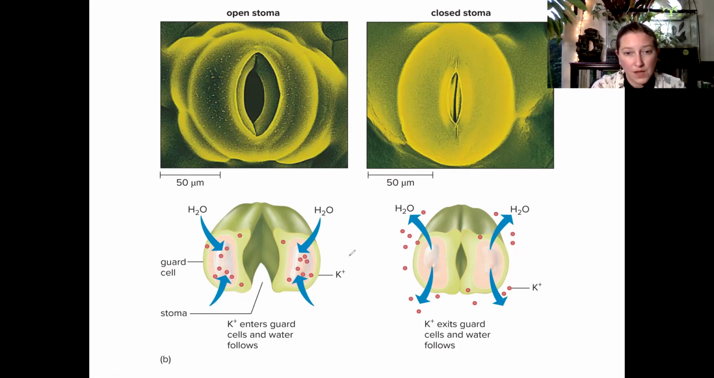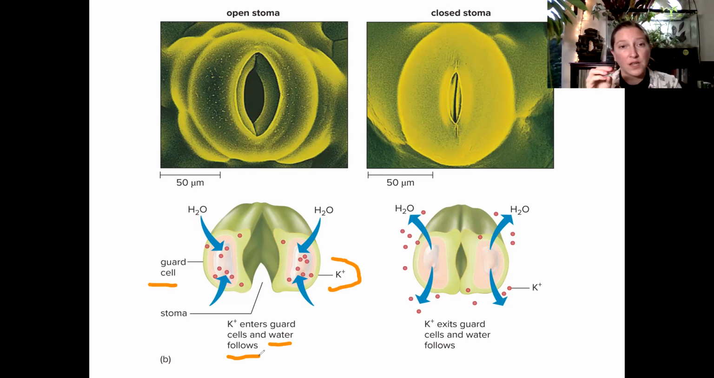basically some ions, which are charged particles, are going to go into these cells. In this case, it's potassium ions, which is K. And when this happens, that's going to attract water to go in there as well. See, water follows. And when water enters the guard cells, think about a water balloon, right? If you add a lot of water to a water balloon, the water balloon gets really taut. There's pressure from that water, right?